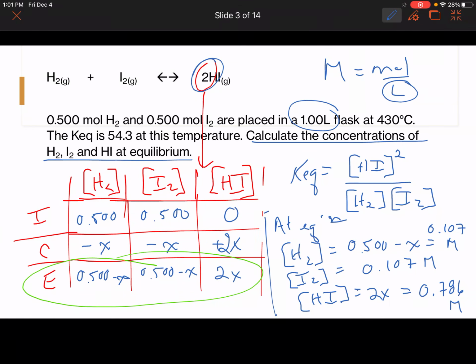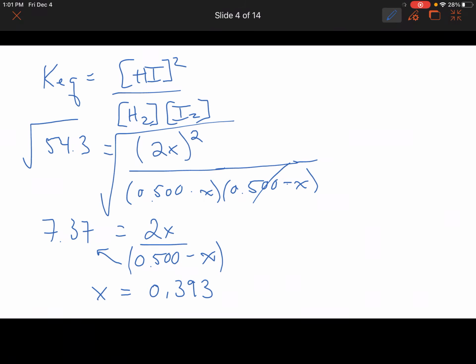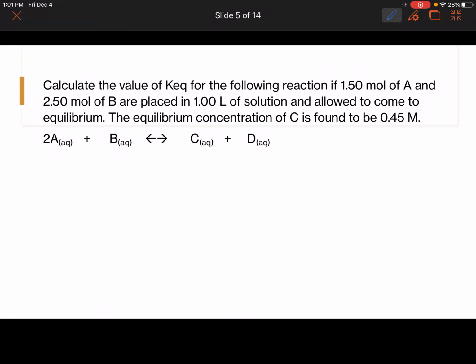So those are the equilibrium concentrations. Those are the answers to this particular question, okay? So we use the ICE table because initially that's our I, the change, and then equilibrium. So it just keeps all the information really well organized for us. Now, we're going to do another one here.